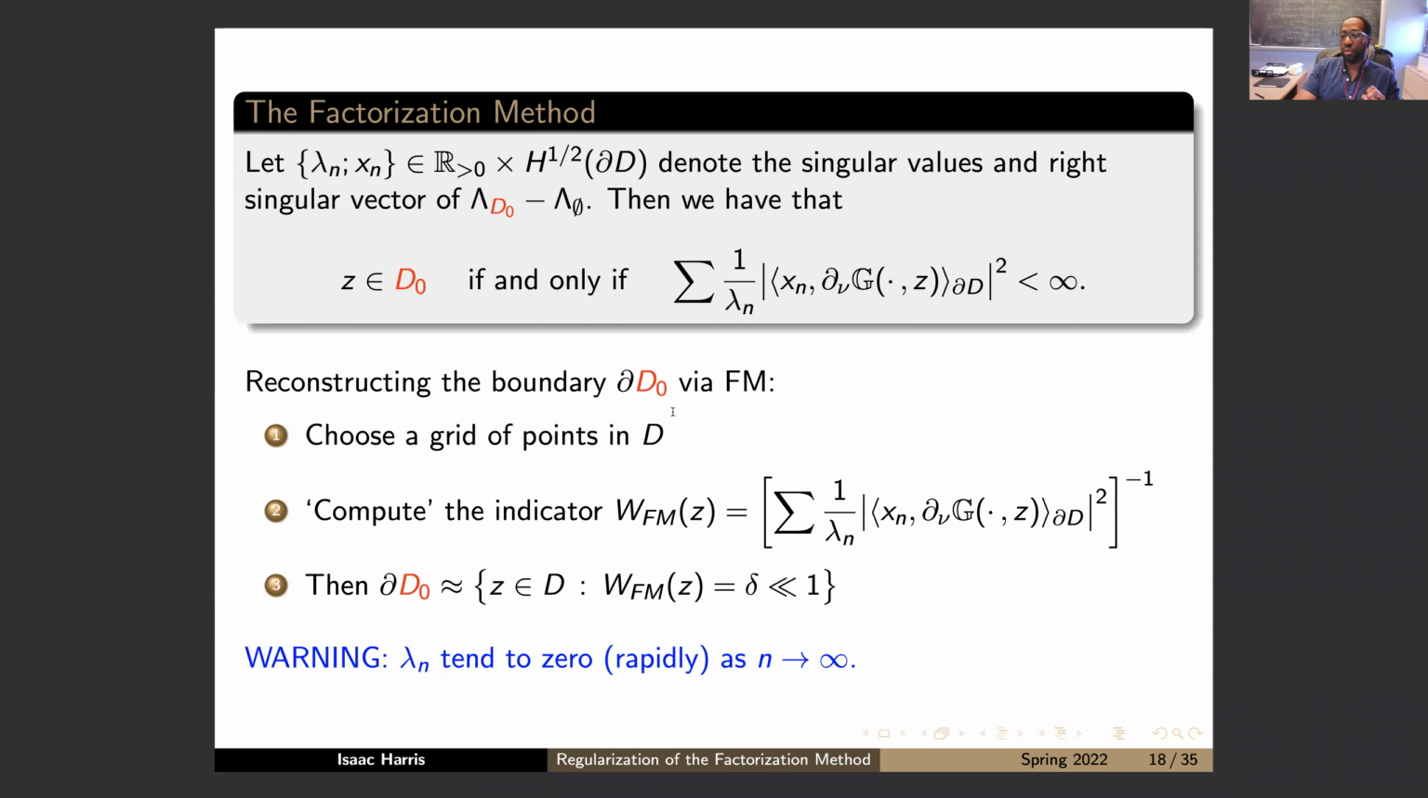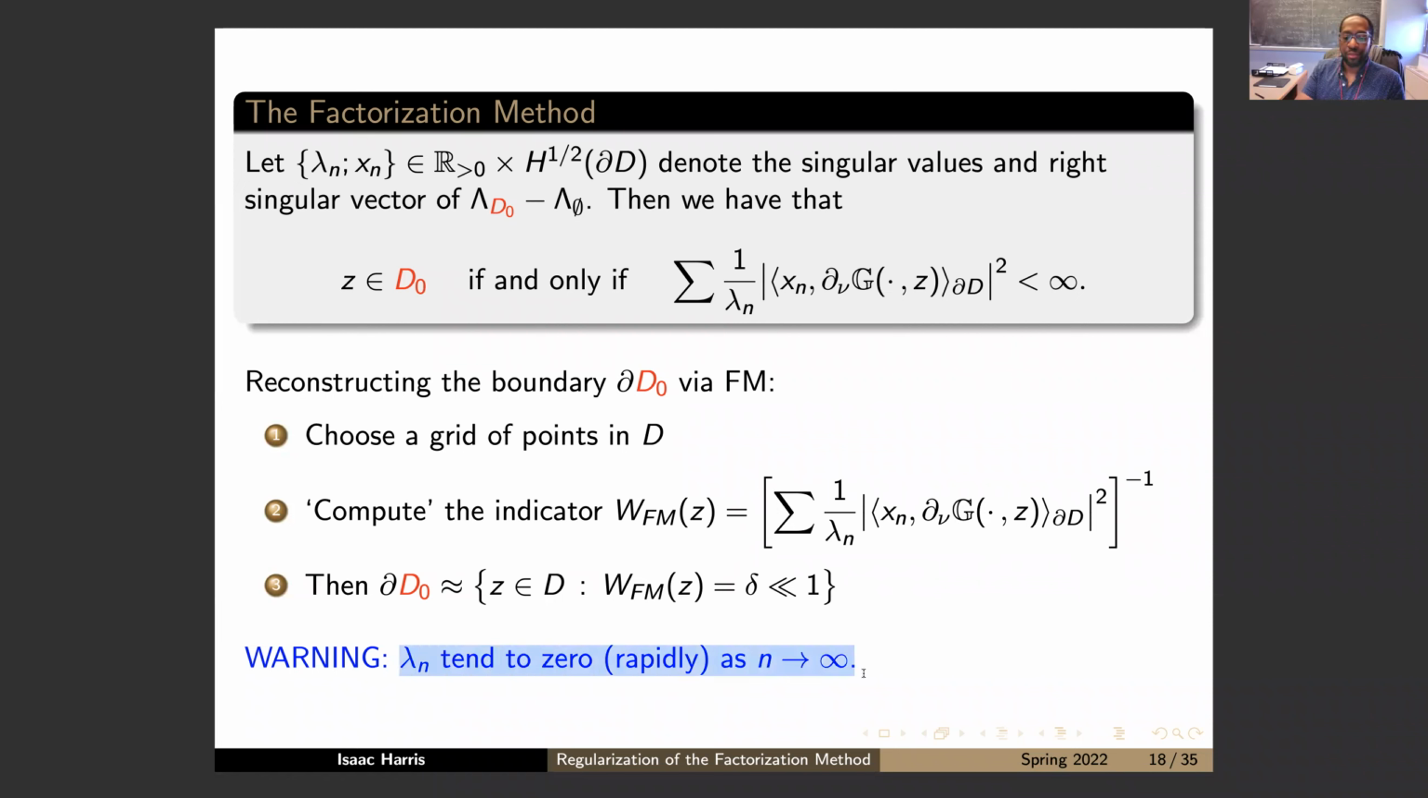Well, choose some grid points in D, you compute this sum, and if you want, let's say the boundary, you can just plot the contour plot of this, or if you wanted the boundary, you can plot a level curve close to 0, and there you go.